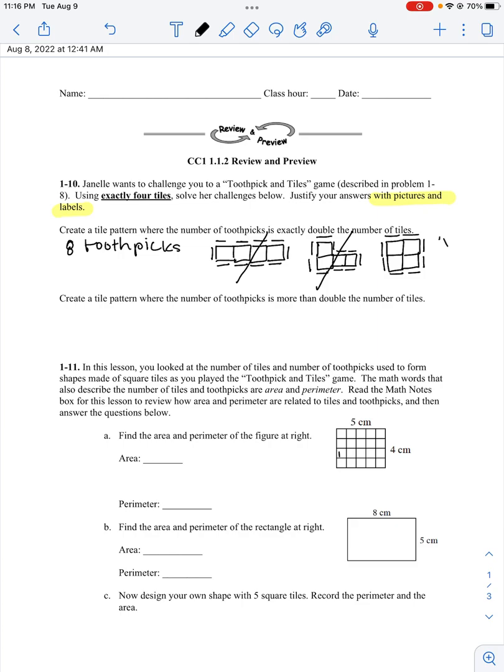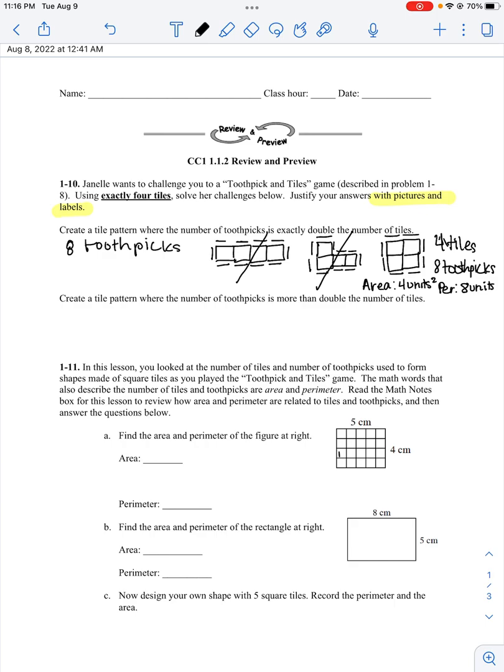I need labels. 4 tiles, 8 toothpicks. Or I could label it as area, 4 units squared, perimeter is 8 units.